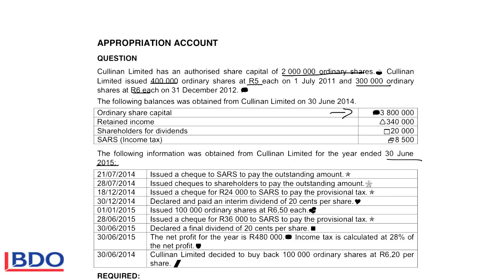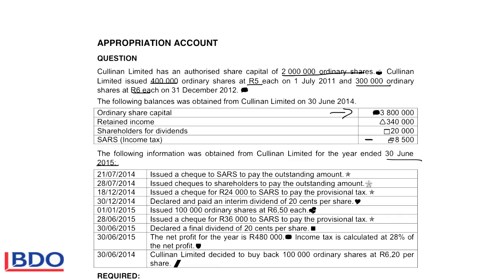So if we look in our ledger accounts, we will see that the opening balance is 20,000 liability to show that that is the money that was owed to shareholders at the end of the previous year for the final dividends, and now that 20,000 is paid.